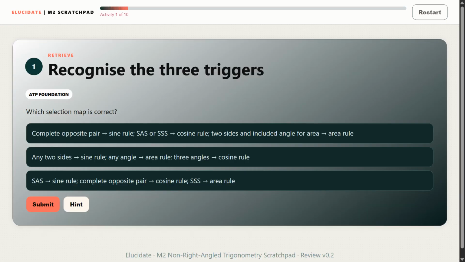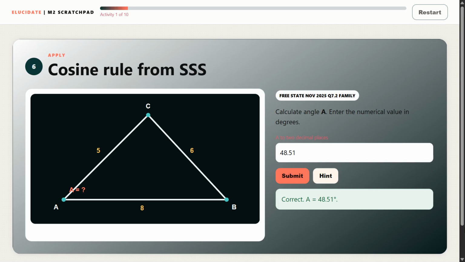In the scratch pad, three sides known means cosine rule for an angle. The question asks, sides 5, 6, and 8. Find angle A opposite the side of length 6. The answer is A equals 48.51 degrees.